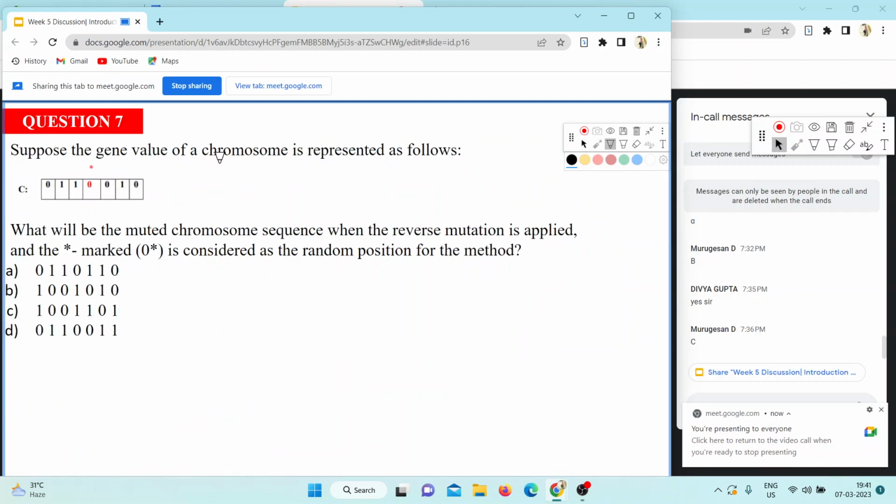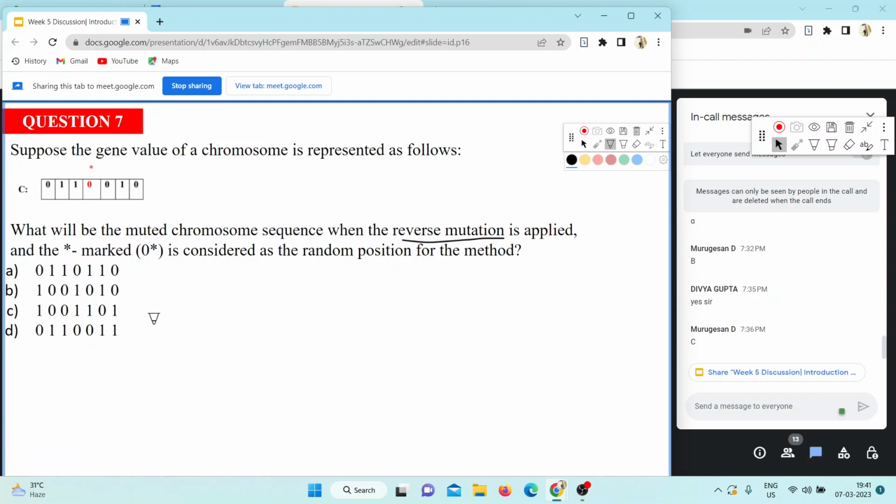Here a gene value of a chromosome is given. This is your chromosome, and what you have to do is reverse mutation. These are your 4 options. A is 0 1 1 0 1 1 0, B is 1 0 0 1 0 1 0, C is 1 0 0 1 1 0 1, and D is 0 1 1 0 0 1 1. So for reverse mutation, anyone who wants to have a guess? This is your parent, and you have to do a reverse. Murugan is telling A, Divya is also telling A. Any other guesses?